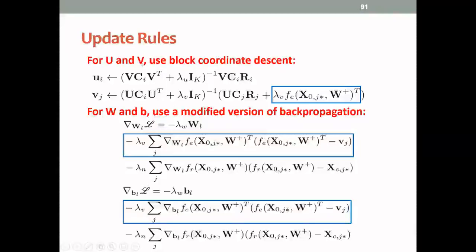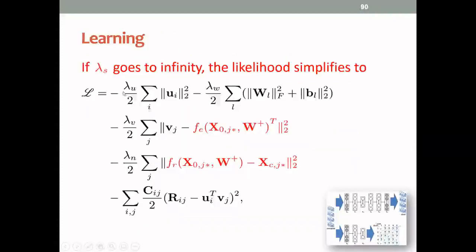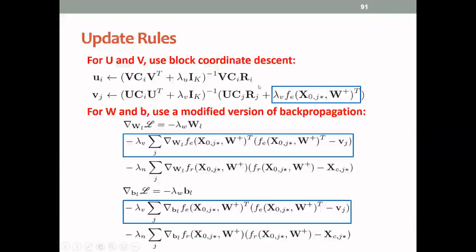To update this U and V, basically we will just take the derivative of this objective function with regard to U and V, set the derivative to 0, and then solve for the corresponding U and V. And this is the updating rule here. This specific term here actually corresponds to our deep learning part. Without the deep learning part, this term would just be 0. And to update W and b, basically the deep learning parameters, we will use a modified version of the backpropagation. And this is the equation.